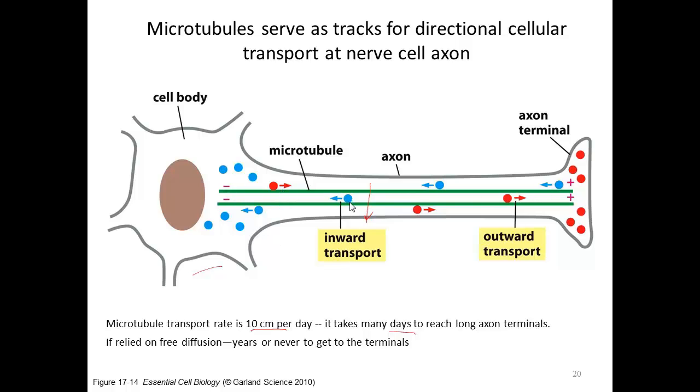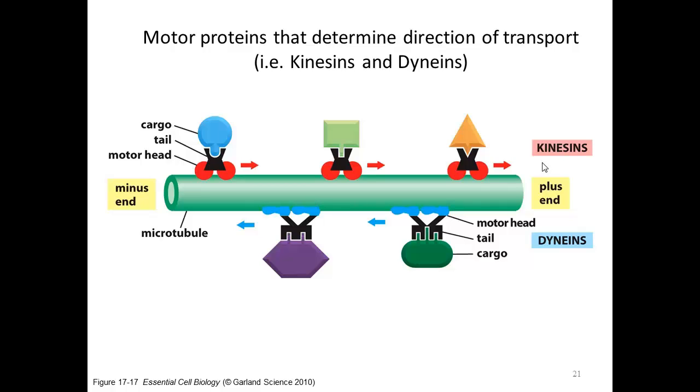The vesicles moving away from the nucleus and towards the nucleus are interacting with the polarity of the microtubules. Remember the plus end and the minus end. And as we'll see on the next slide, different motor proteins move in different directions on microtubules. So kinesins are the motor proteins.